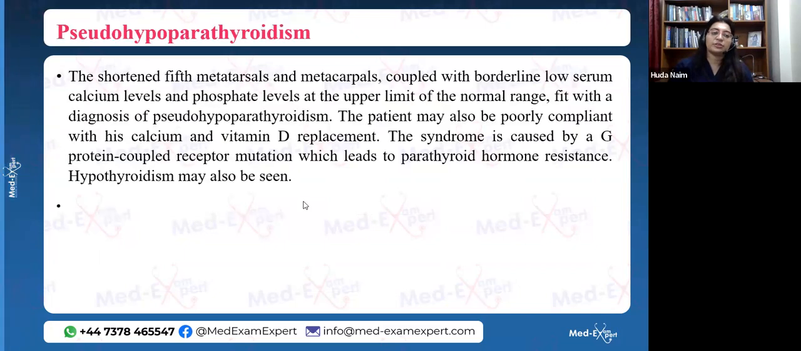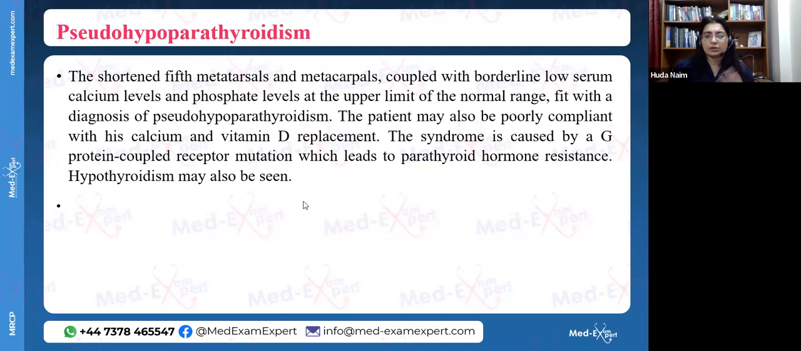Very good. It's pseudohypoparathyroidism, and in pseudohypoparathyroidism you have borderline calcium and phosphate, and they have short fourth and fifth metacarpophalangeal joints, and memory impairment. Okay, good.